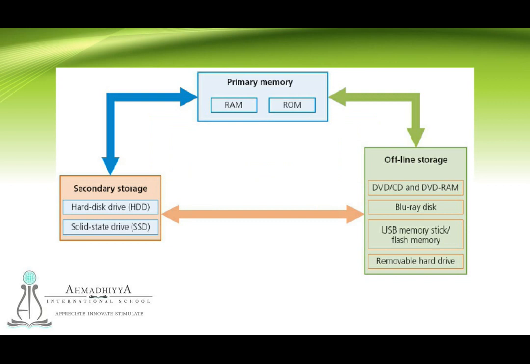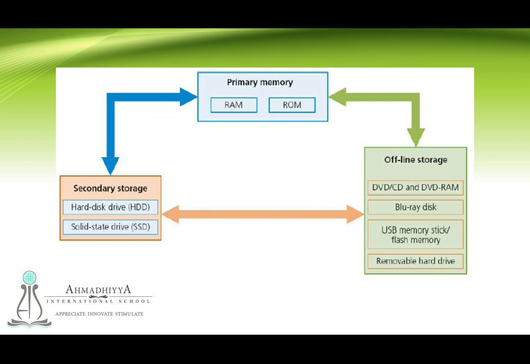Again, when you see the primary memory, two different memories are there. The first one is the random access memory. The second one is the read-only memory. Same like that, in secondary storage devices also, we have two different storage devices. The first one is the hard disk drive. The second one is a solid-state drive.